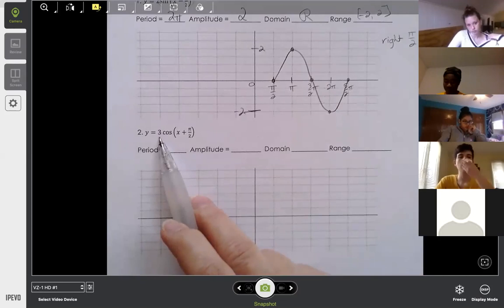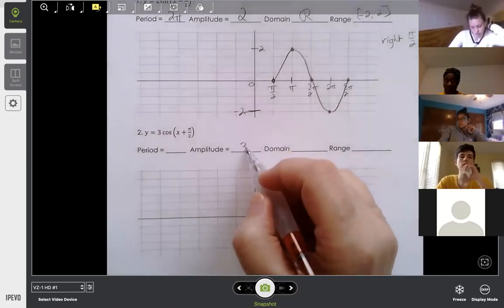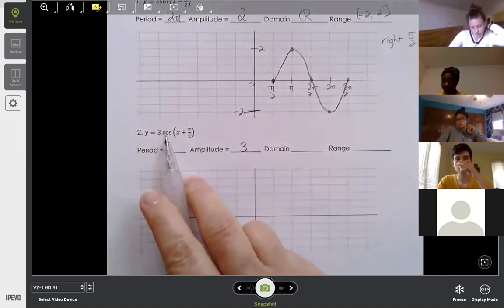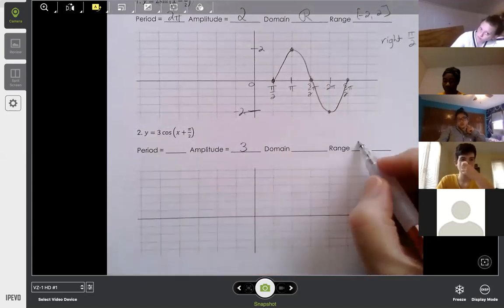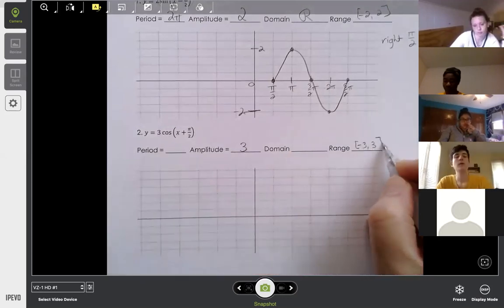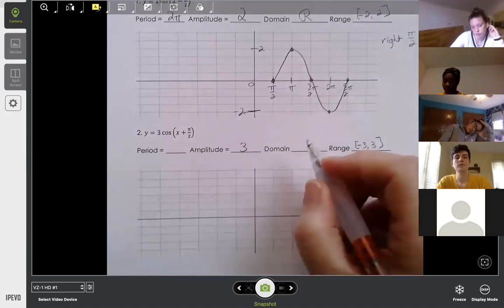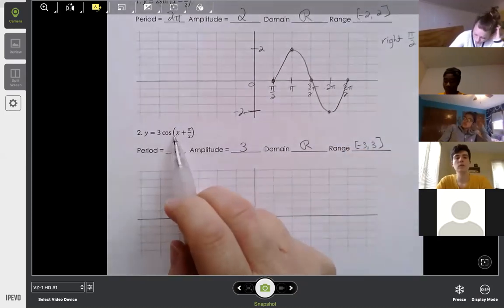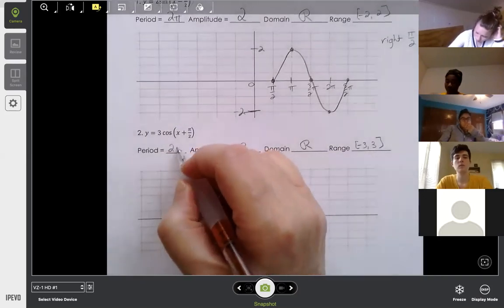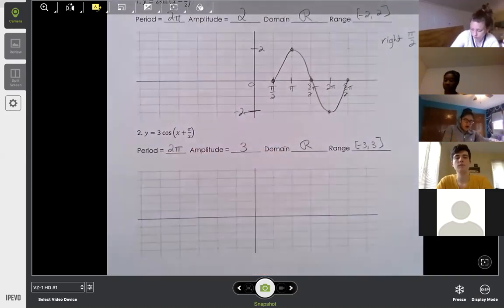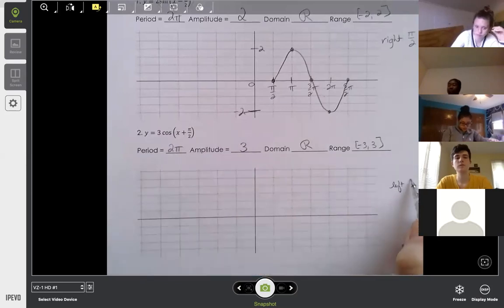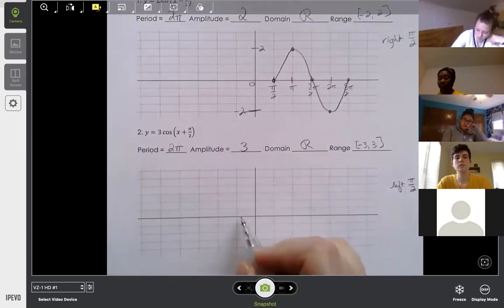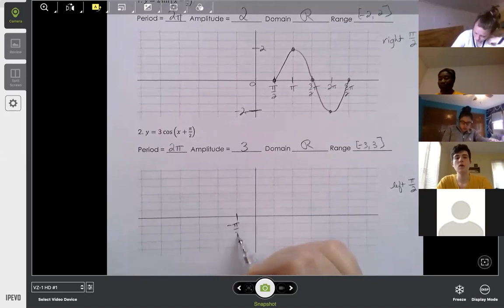This 3 is going to change the amplitude, the number you multiply sine or cosine by on the outside. So that means it'll range between -3 and 3. Domain's easy, it's always all reals. I'm not multiplying x by anything, so the period is still 2 pi. It's x plus pi over 2, so I'm moving to the left pi over 2. So negative pi over 2, I want to mark.